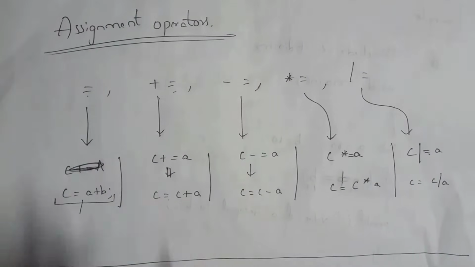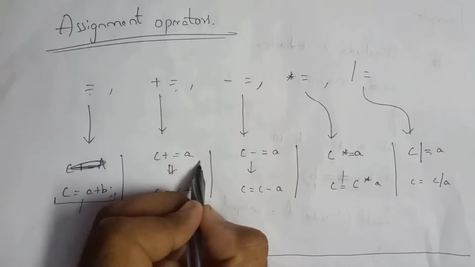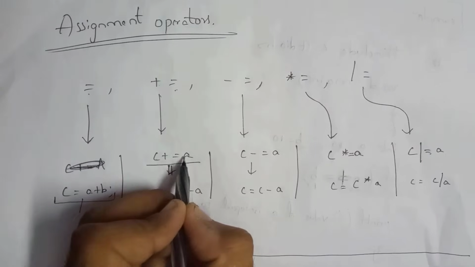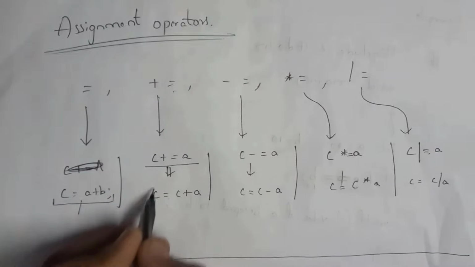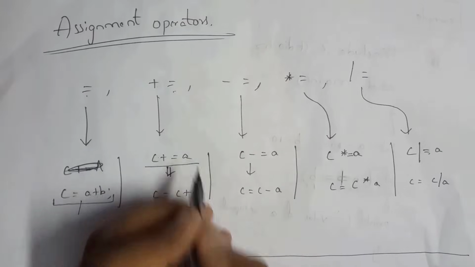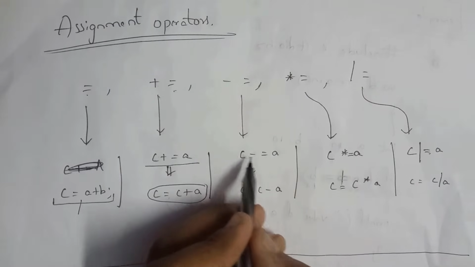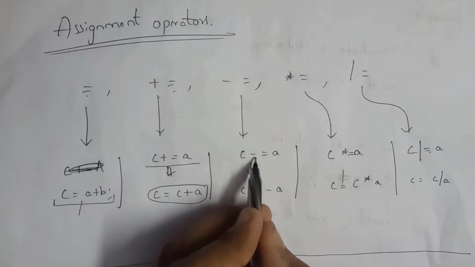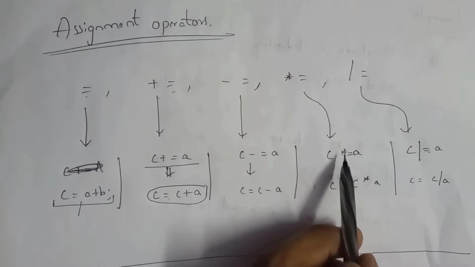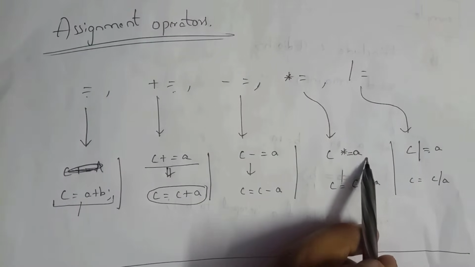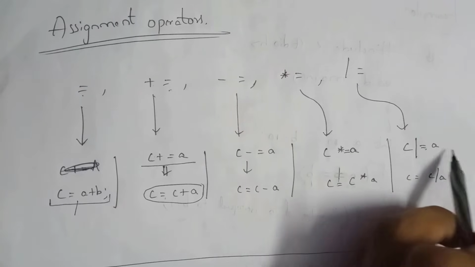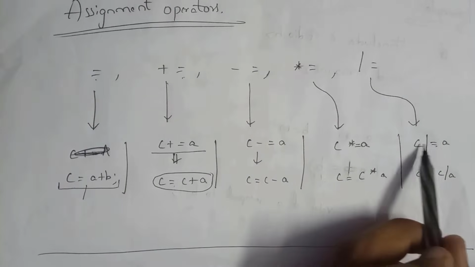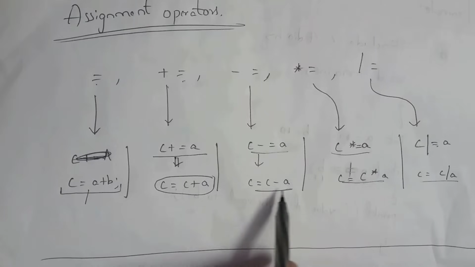Next operator is plus equal to. This is an example of plus is equal to operator, that is C plus is equal to a. Meaning of this C plus is equal to a is nothing but C equal to C plus a. This is meaning. Similarly, C minus equal to a. Meaning of this is C equal to C minus a. C multiplication is equal to a. Meaning of this is C equal to C into a. C division is equal to a. Meaning of this is C equal to C by a. This is meaning of this operator.